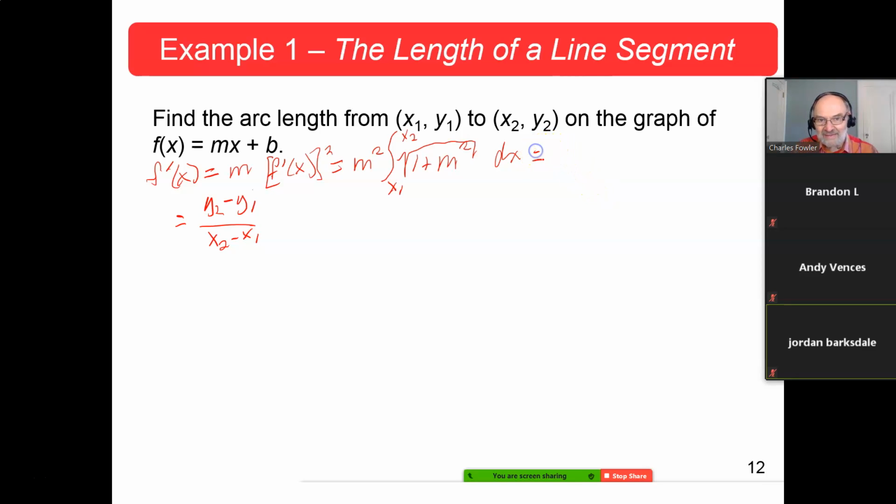So let's write that in here. This will be the integral from x1 to x2 of the square root of 1 plus, and then we've got to square this and square that. Okay, so this will be y2 minus y1 squared over x2 minus x1 squared. And then you got your dx out here.